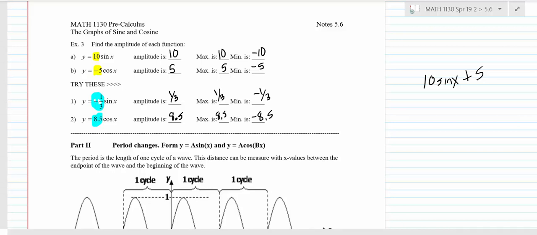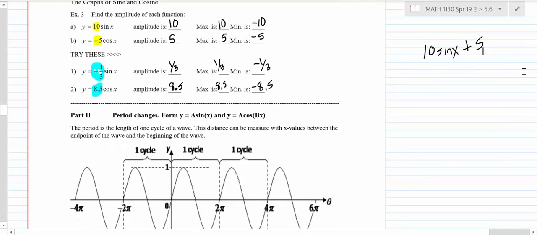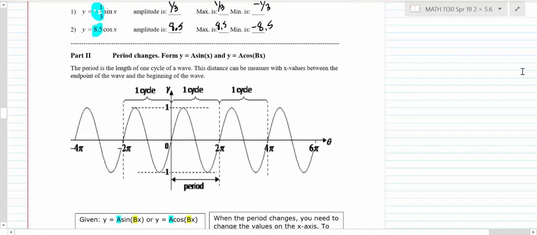All right, so what we're going to look at next here is the idea of a period change. So we look at what happens when we put something in front of x. I think this thing is supposed to say sine of bx, like that. Okay, so what happens is when we put a number in front of x, that changes the period. Okay, so it's kind of like a stretch or shrink horizontally like this.